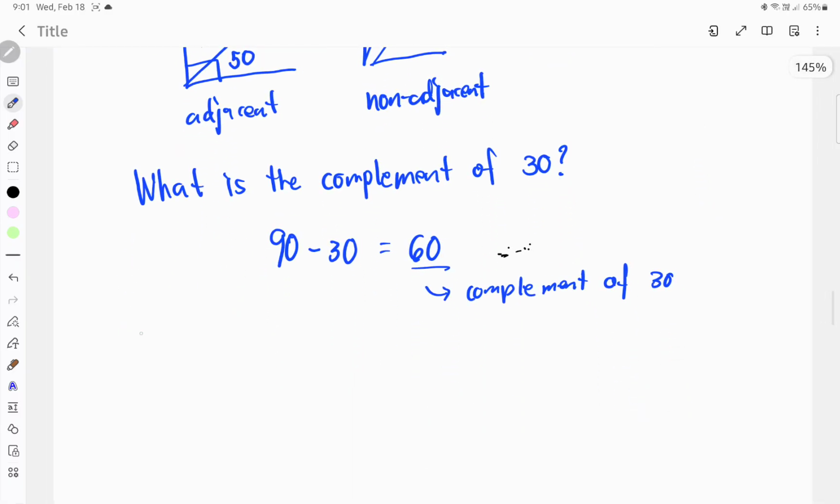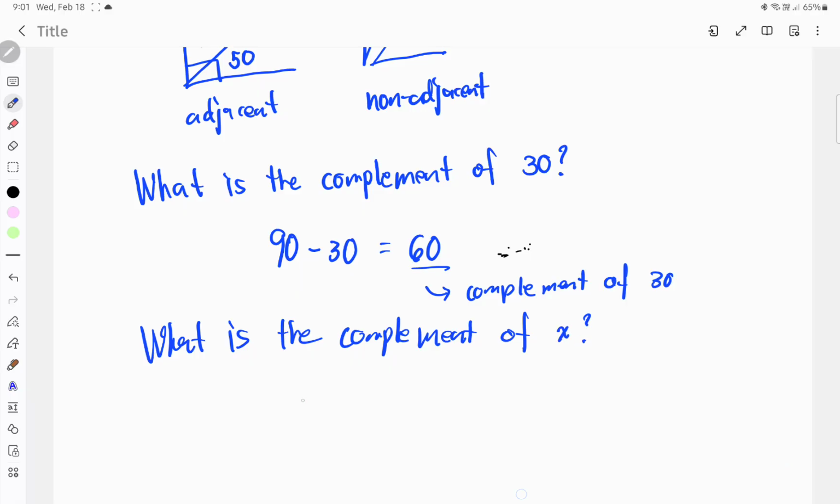Another example: what is the complement of the variable x? Therefore, 90 minus x is the answer for the complement of x. And that could be your conjecture or formula in finding the complement of a given angle measure.